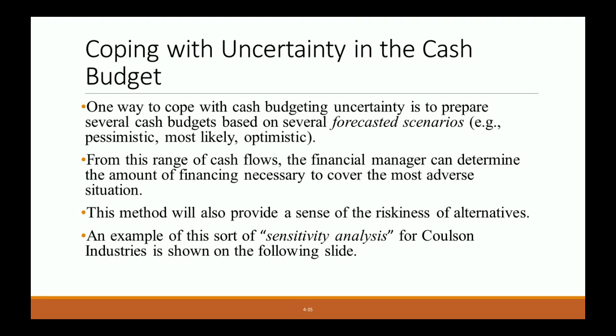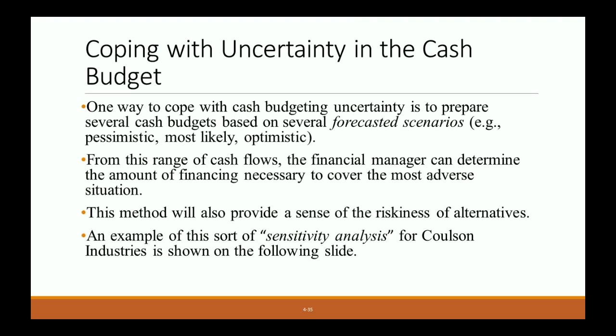There is uncertainty in your cash budget because it is based on forecasts. And so a lot of companies will opt to prepare several cash budgets based on different forecasts. So you're going to use forecasted scenarios. What would happen in the best case, the worst case, and the most likely scenarios?